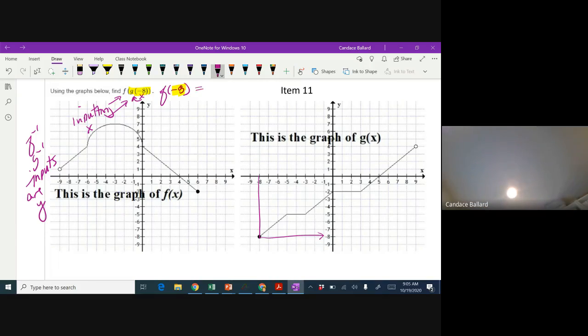All right, so this is saying take this x value and plug it into F. So I'm going to go to -8 on the F graph. I'm going to read off the y value, which is 2.